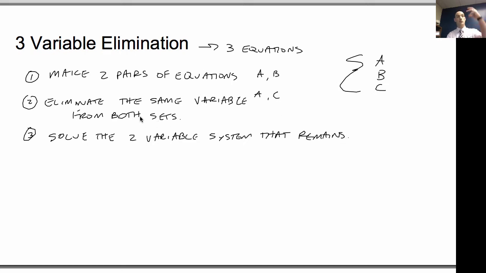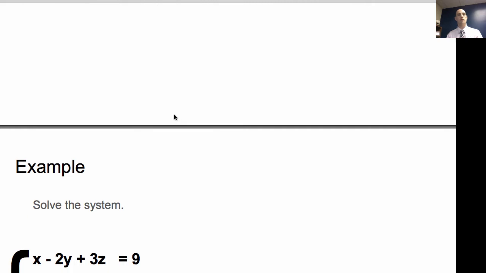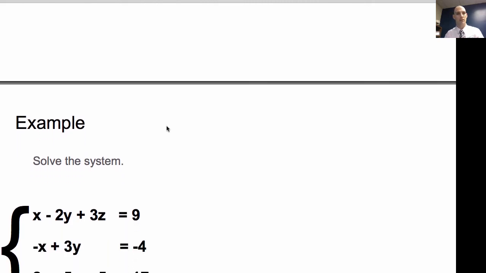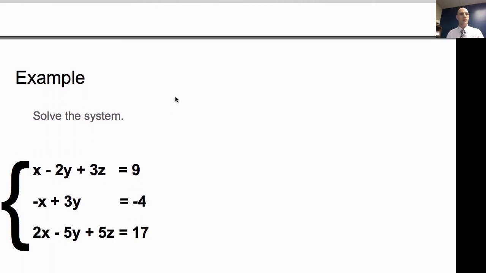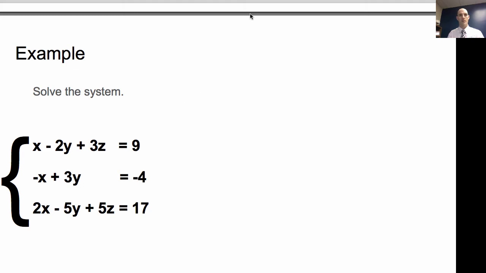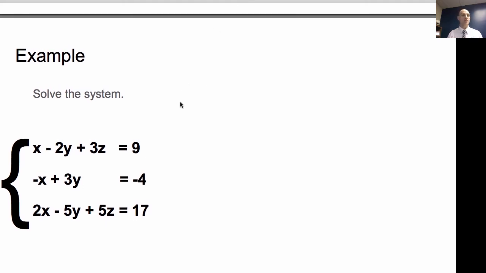Because you're eliminating one of the variables, let's say you take out x, well then you've got y and z. Now you have two equations with two variables each, so it's a regular linear system where you can eliminate one or back substitute or whatever we've got to do to solve. All right, so here we go. Here's an example system, and we're going to solve this one.